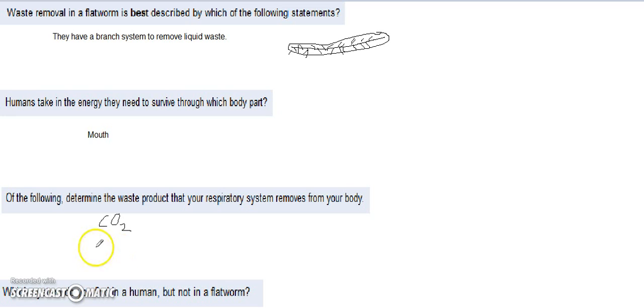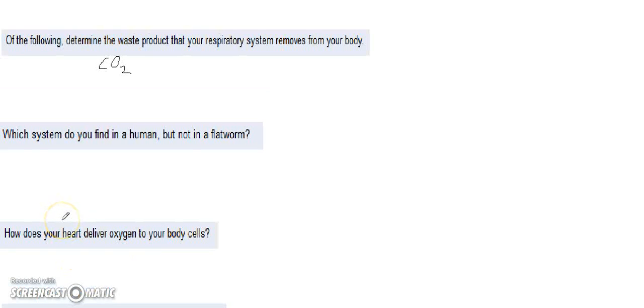Okay, next, which system do you find in a human but not in a flatworm? So here we're directly comparing a human and a flatworm. And we get a couple systems. We have the digestive system, nervous system, and a respiratory system. And the flatworm does have a nervous system. It's not like ours. It's not as extensive. They don't have a big brain, but they do have a nervous system.